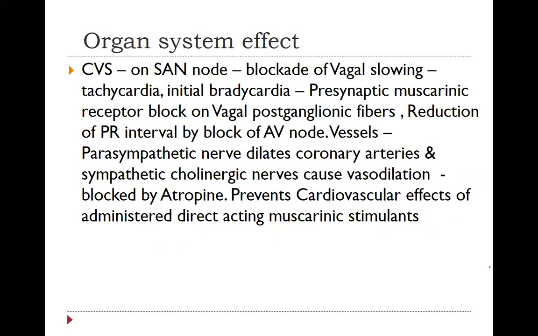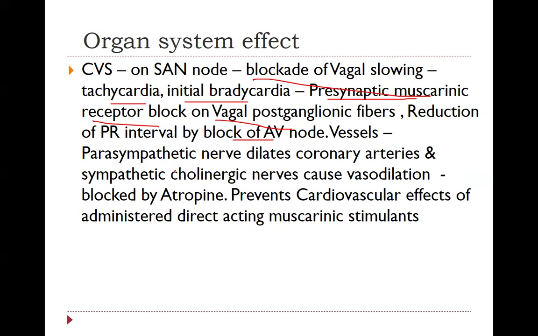Acting on the CVS, it acts on the sinoatrial node, and we talk about acetylcholine causing bradycardia, so this causes blockade of vagal slowing, which can lead to tachycardia, though there is a chance of initial bradycardia. This initial bradycardia is explained on the basis of its presynaptic muscarinic receptor block on vagal postganglionic fibers. It also causes reduction of PR interval by blocking the AV node.